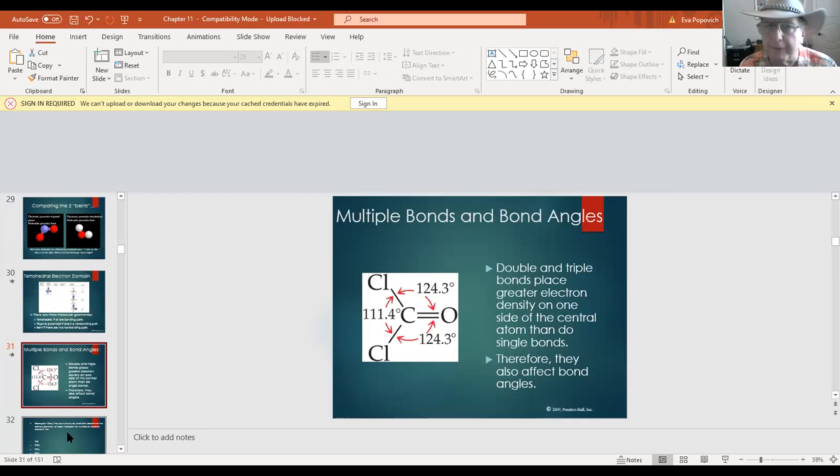Another effect that happens when you have bond angles. If you have a double or triple bond, you've got a greater density of electrons around here than you do around here and around here. So there's more force going down than there is between these two. So it pushes, in this case, the two chlorines closer together.